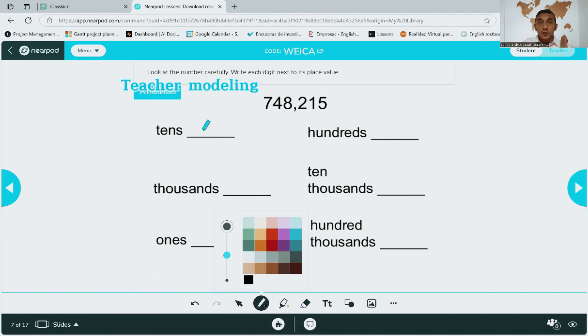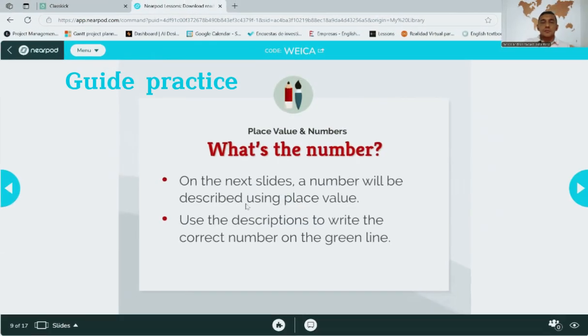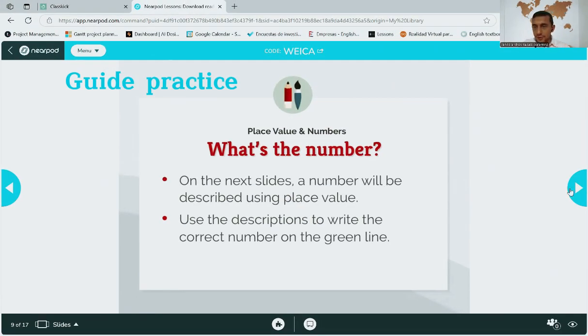So let's start. I'm going to do the first one, tens. As we said before, this first one is the unit, so unit 5. So it must be here, right? 5, this is the unit. And then tens. We have tens here. Tens, the number. So please read and answer.